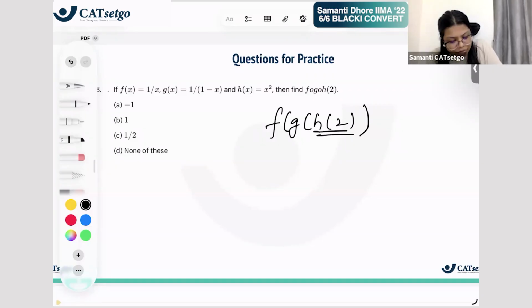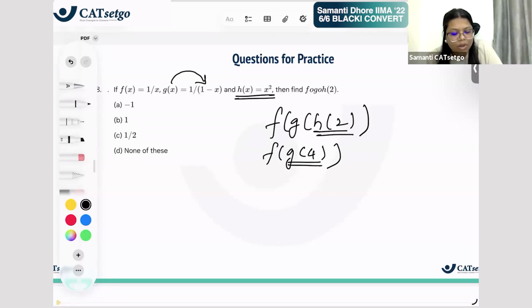कैसे करेंगे हम? What is H of 2? H of x is x square. So H of 2 will be 2 square. Right? If H of x is x square, H of 2 will be 2 square. 2 square is how much? 4. This is f of G of 4. Right? Now G of 4.